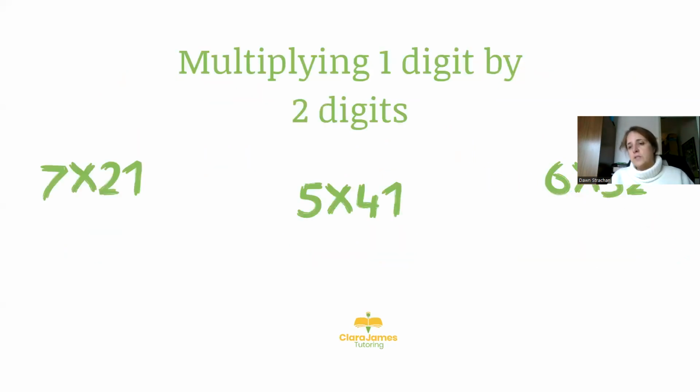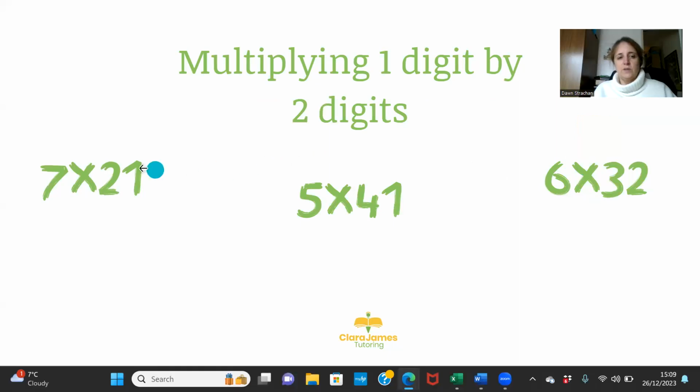So my thoughts are, if we look at the easiest ones first, multiplying 1 digit by 2 digits, before you jump into this, I would recommend that your child or you is in a place where you're confident with your times tables. Not your 2 times tables, sorry, your multiplication times tables.